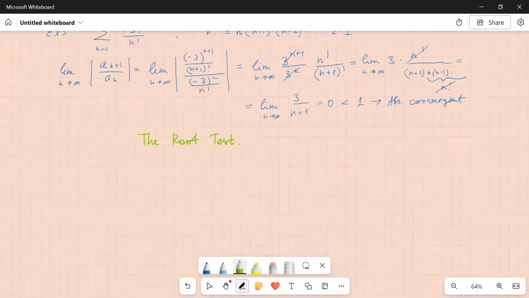Guys, to verify the root test, I want to consider a very special geometric series. I'm going to consider a geometric series where A equals 1. So it's like 1 plus R plus R squared, R cubed, and so on.